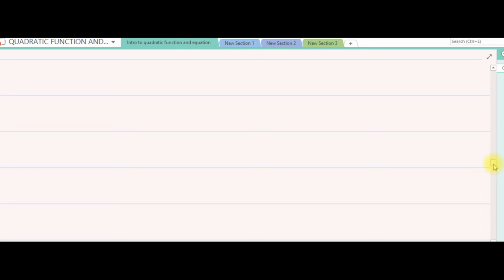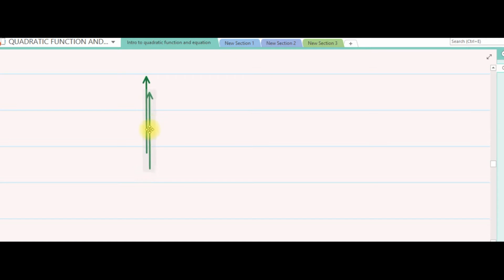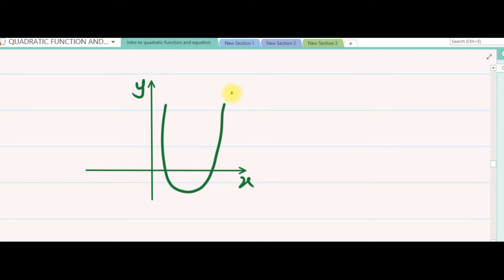Let me use just a sketch. So I'm saying that if you are given, this is my y-axis and this is my x-axis. If you draw the graph, this is my y equals ax squared plus bx plus c. The point of intersection with the x-axis, or you call it y equals 0, is the solution. So these are the solutions.